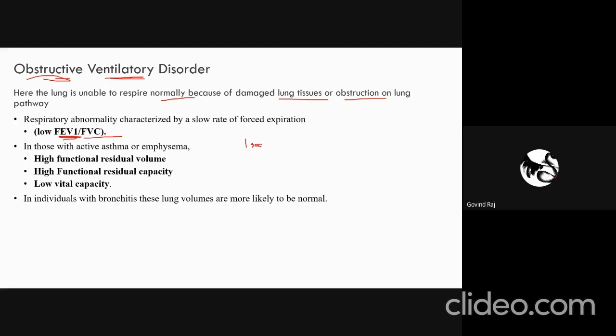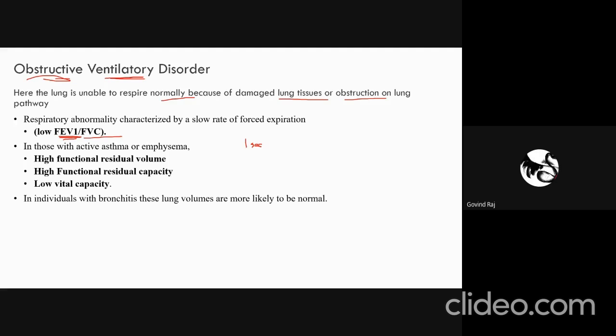That is, functionally how much volume of air will be left in the lungs. That is the functional residual volume. In case of asthma and emphysema, there will be a high functional residual volume. If we compare a normal person and an asthmatic patient, the asthmatic patient will have more air in the lungs in a static stage.